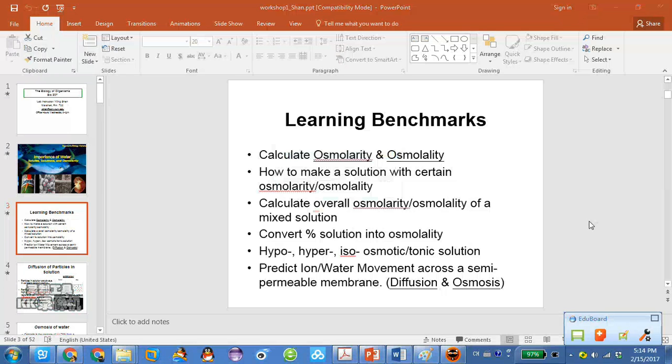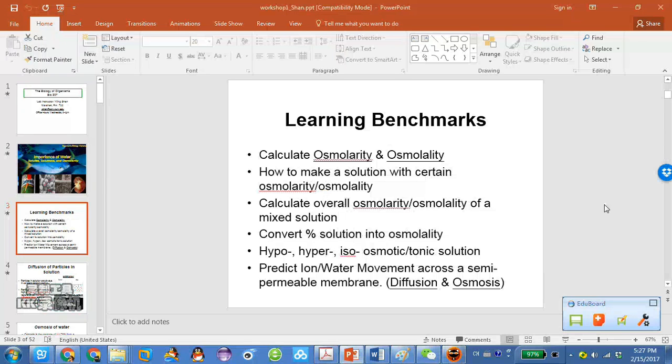The fourth one is when you have a percentage solution, you should know how to convert it into osmolality or osmolarity from the percentage. The fifth one, when you have 2 solutions, you should be able to tell which one is hypo, hyper, or isoosmotic to the other solution, similar to hyper, hypo, isotonic solutions. The last one is to learn how to predict ion and water movements across a semipermeable membrane.